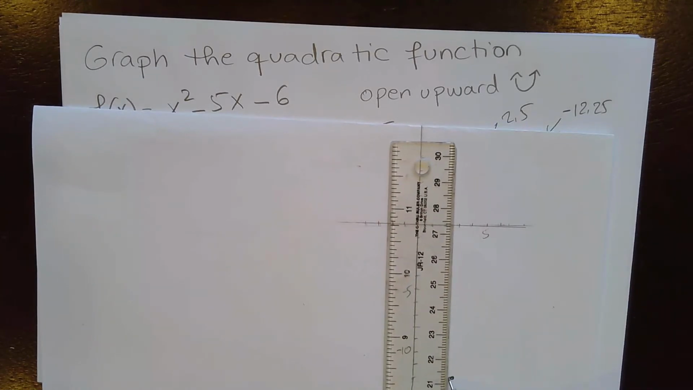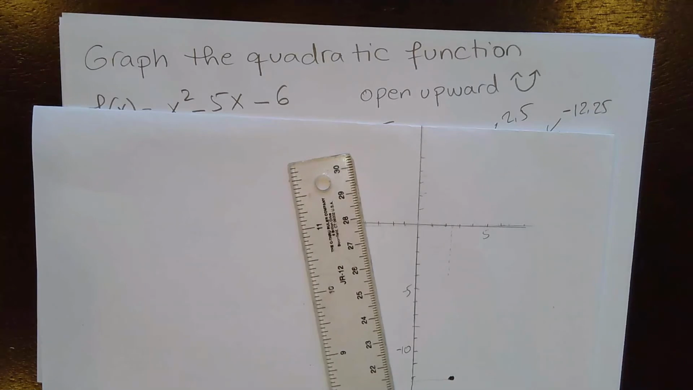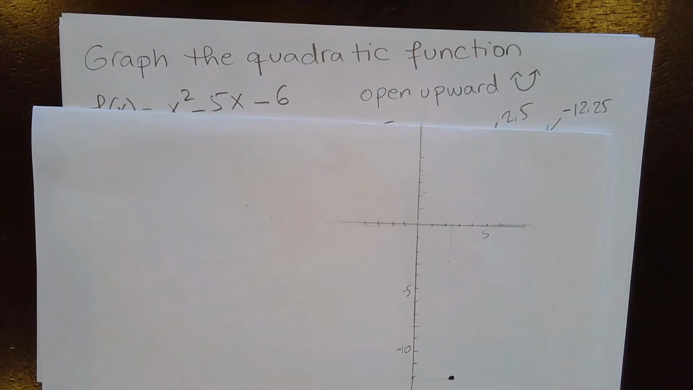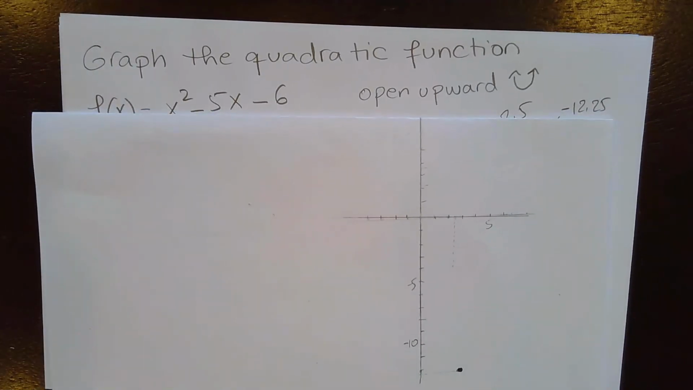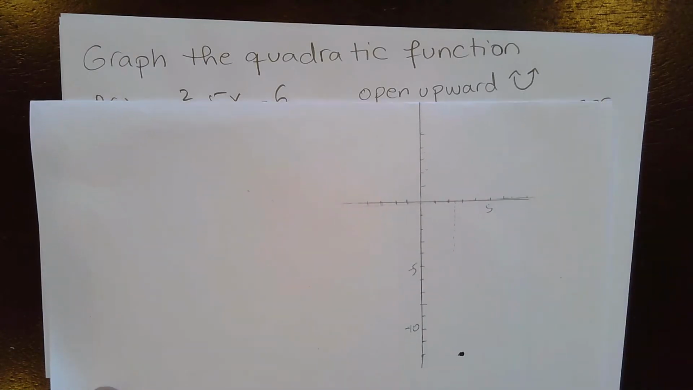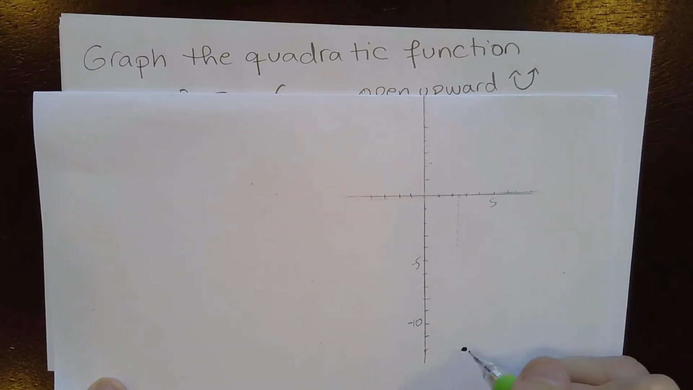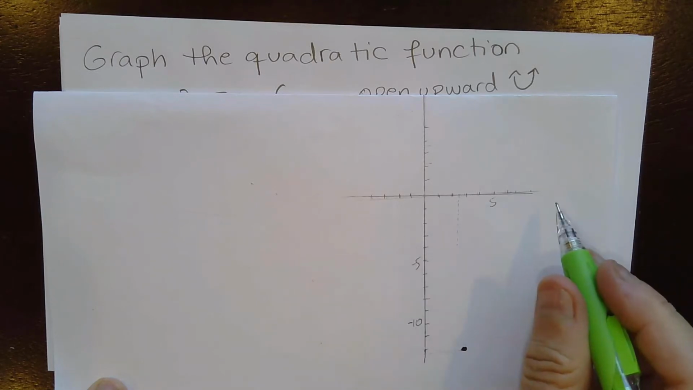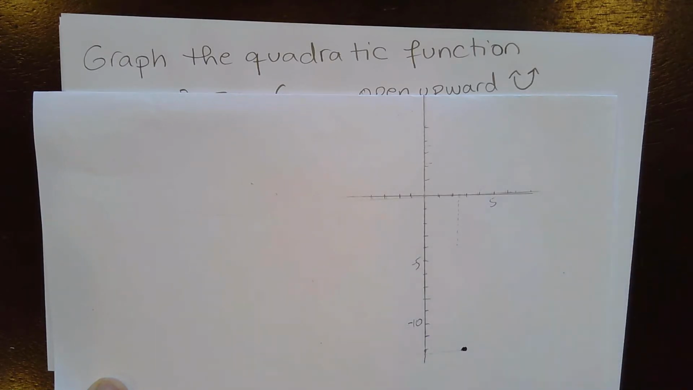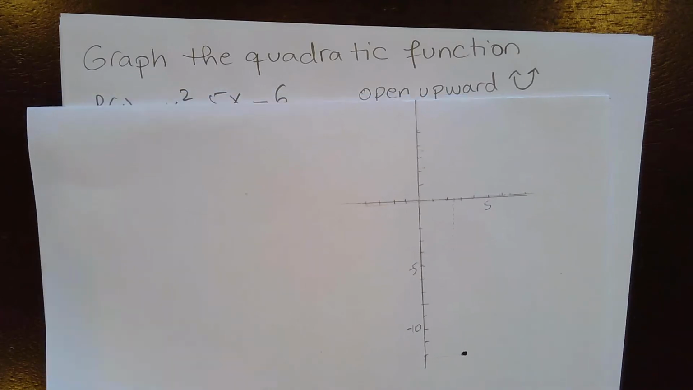So this is the vertex right here. Now, since the parabola is going to open upward, we're going to have the x-intercepts. Okay, so we will go ahead and solve for the x-intercept and the y-intercept. So let's go ahead and do this.